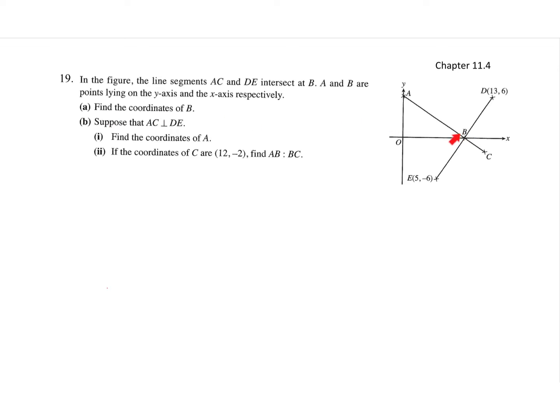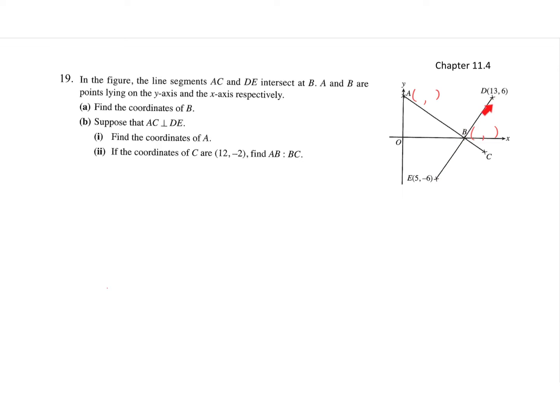So first of all, we need to find the coordinates of B. We notice that B is a point lying on the x-axis. So what do you know about one of its coordinates? And we know that A is a point lying on the y-axis. So do you know something about one of its coordinates already? And okay, let's come back here. So we know that one coordinate is 0. That means you only have one unknown. How can you find the other unknown?